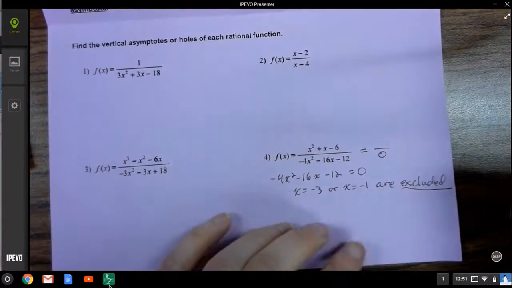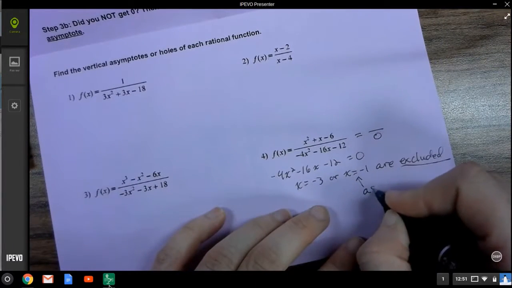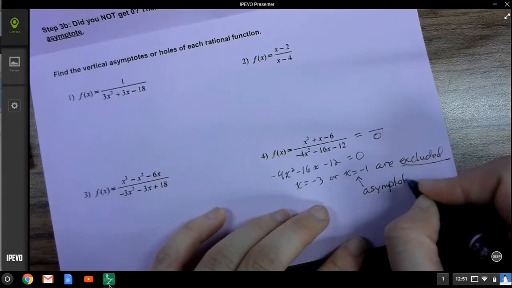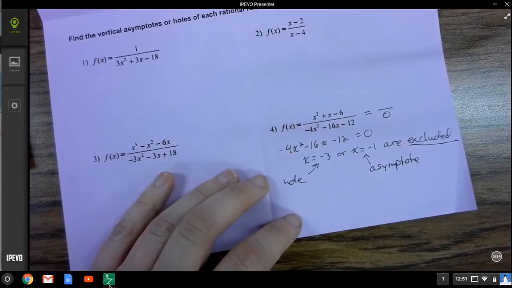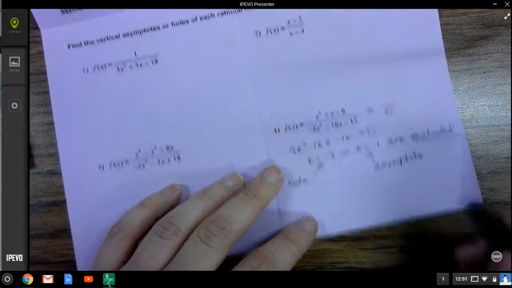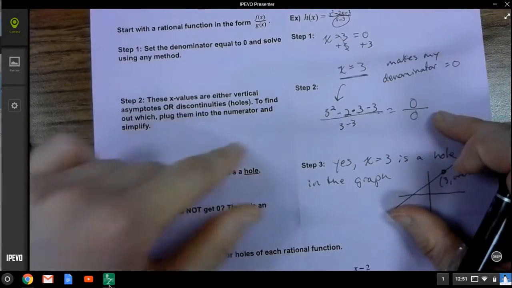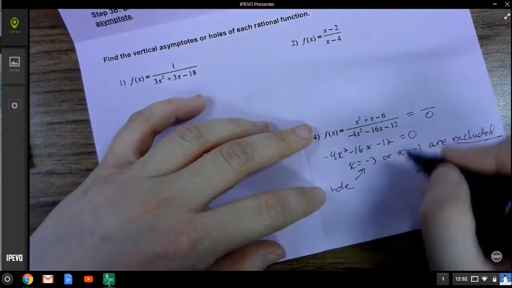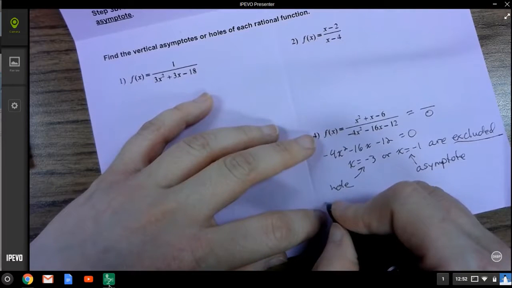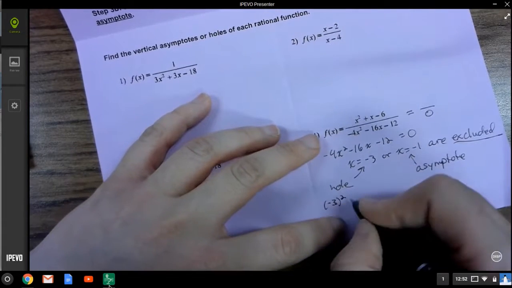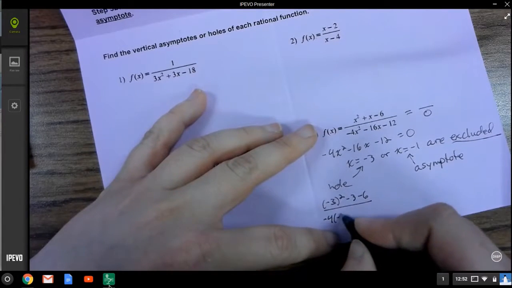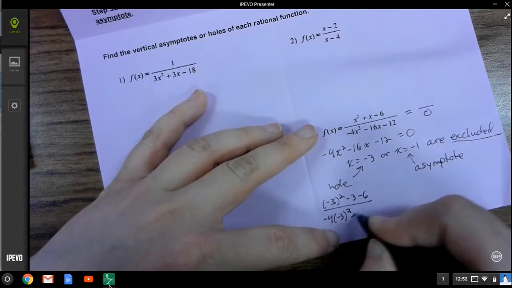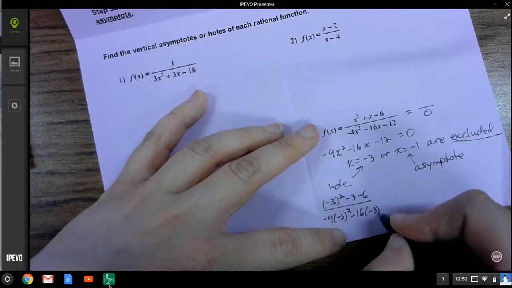So let's go back. I know that this is an asymptote because I can see it on the graph. And then I just checked, and it looks like this is a hole, or a discontinuity. So I do want to confirm that numerically, though. Let's go ahead and do this step. We're going to plug both of the values into the original function right here and see what we get. So let me just test my hole first. I have -3 squared minus 3 minus 6 over -4 times -3 squared minus 16 times -3 minus 12.